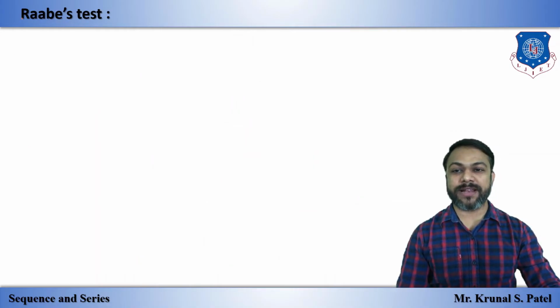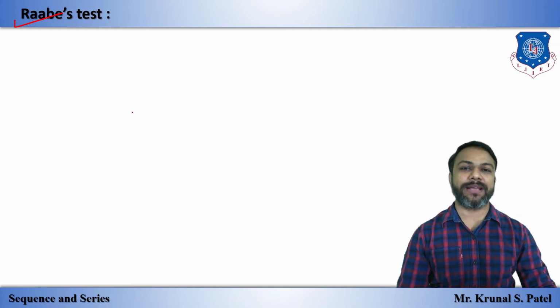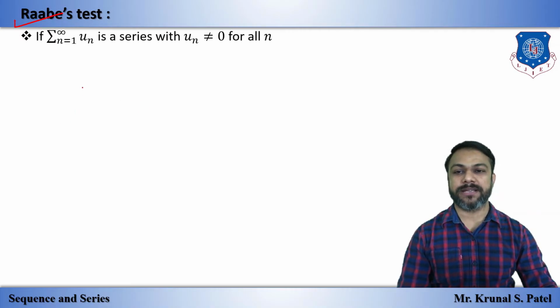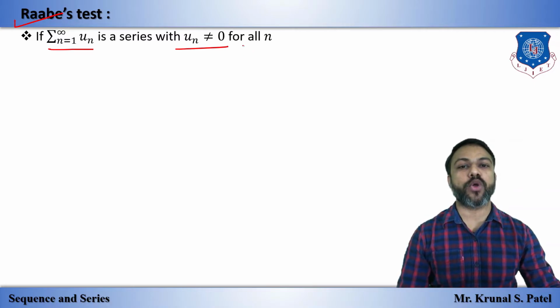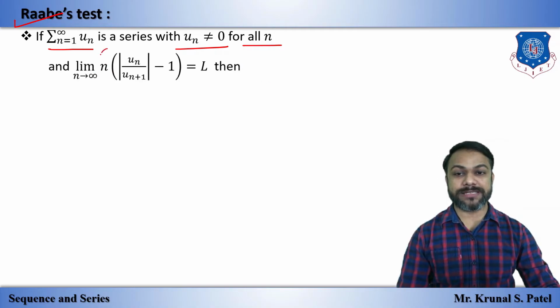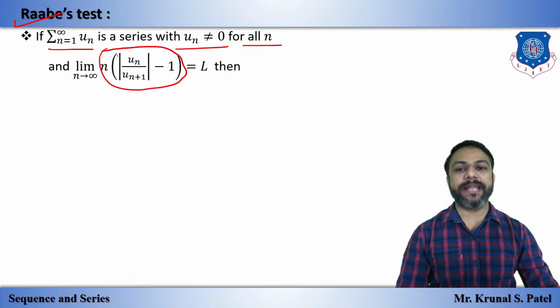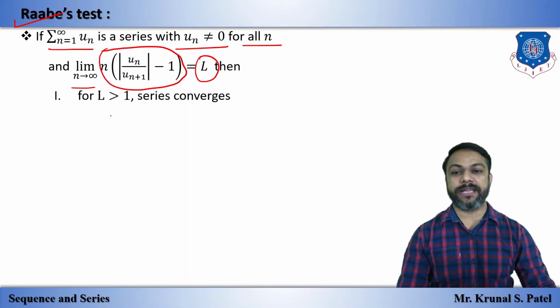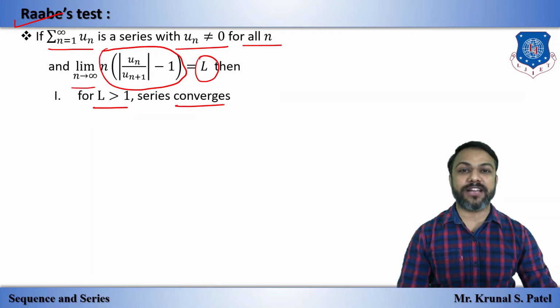Now what is the Raabe test, and when will we apply this test? Let's have a look at the Raabe test. If sigma un is a series with un not equal to 0 for all n, and this time we have the limit of n into modulus of (un upon un plus 1 minus 1), and the limit of this entire term is equal to L. Then depending on L, we can say if L is greater than 1, then the series is convergent.